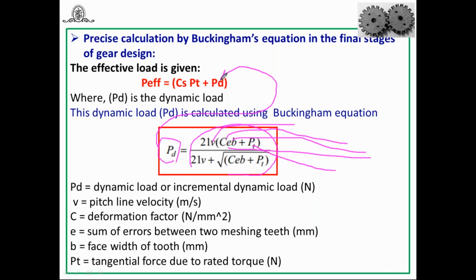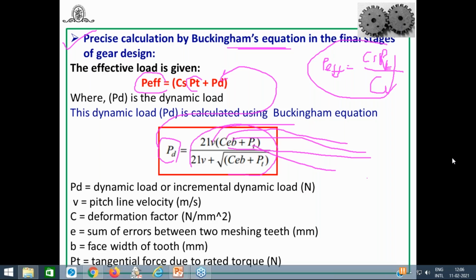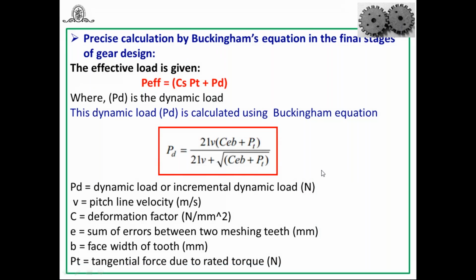After that, you can substitute here. You know the PT, PD, CS, you will get the P effective. In the second method, precise calculation by Buckingham's, and the earlier method with the velocity factor, P effective, you have to remember, is CS upon CV, that is CS into PT upon CV, this relation. Try to understand. I hope you are getting this. You can note down all these points in your notebook.